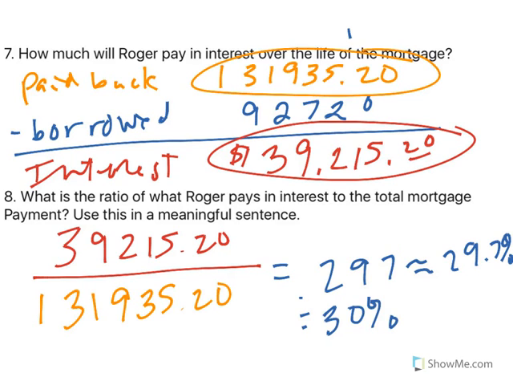Now, in a meaningful sentence, because this is a part to whole ratio, the $131,935.20 is the whole thing. Part to whole means we can write it as a percent. 30% of what Roger paid to the bank went to interest. That just tells you how much it is. This relatively is not horrible, but 30% of every payment, that means every time Roger paid them $100, 30 of it went to interest, 70 of it actually went to his loan. So that gives you maybe a little bit of an idea of what's going on here.